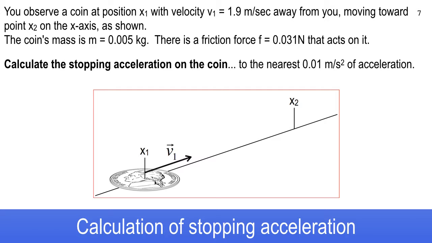So this is a little bit easier than a stopping distance. Stopping distance was a brain burner on the homework, but I didn't put it on the exam, although it will be on the exam too. Stopping distance, stopping time, definitely. Anyways, we want to go to the nearest 0.01 meters per second squared of acceleration.